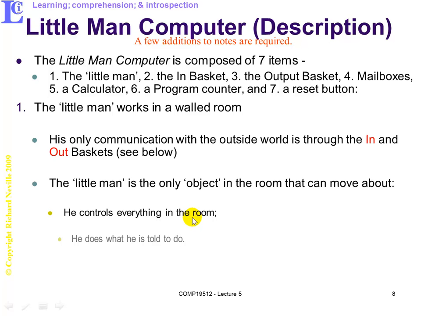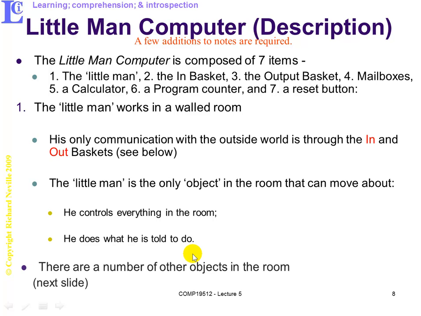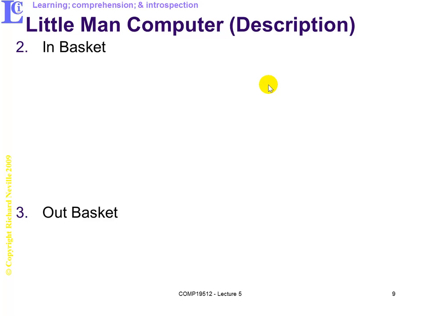He actually is told what to do, and he follows what the program counter points at as an address in the mailboxes, and then he decodes each instruction, and he must really follow what that instruction does. So we'll see more about that in the following slides. There are a number of objects which we can see are in this little man computer. So now we're going to look at each one and explain them in a bit more detail.